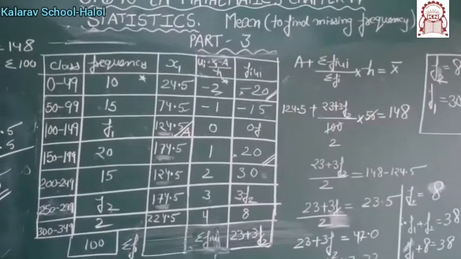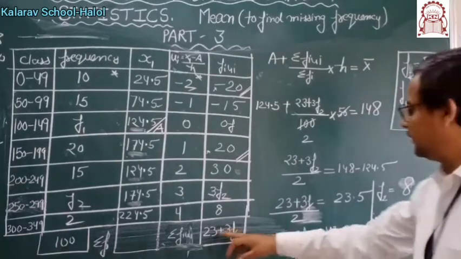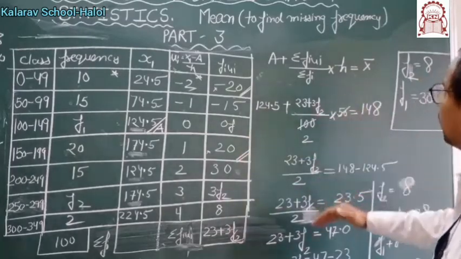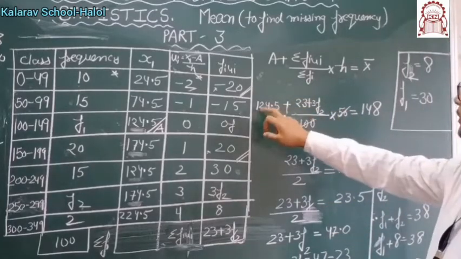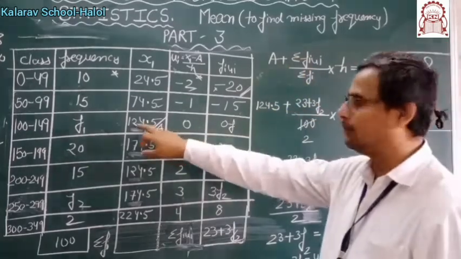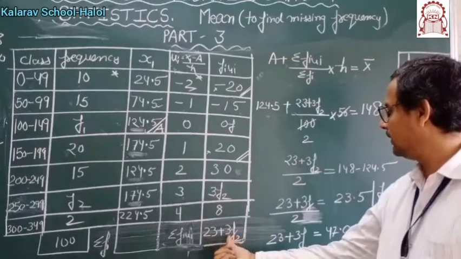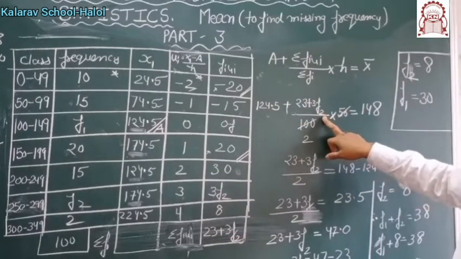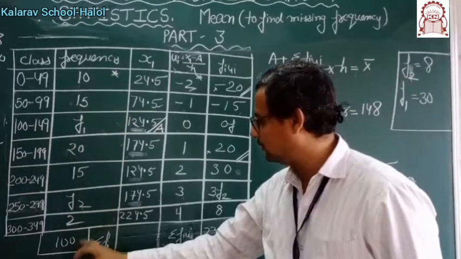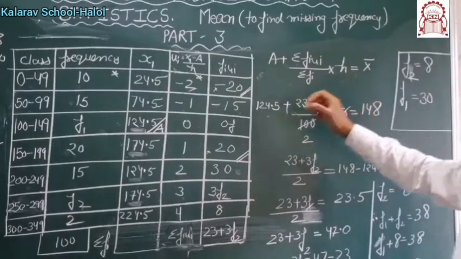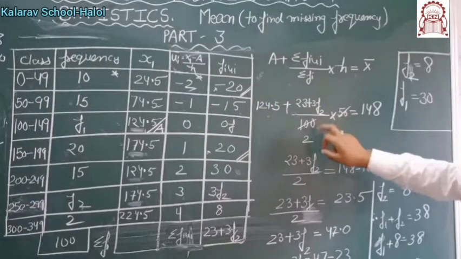चलिए, so this is 23 plus 3F2. Now write the formula, A plus sigma FIUI upon sigma FI into H equal to X bar. 24.5, assume we ये लिया था number one, so we have written here this one. Sigma fi ui की value कितनी है? 23 plus 3F2, this is the value. Okay, and sigma F1 is your 100, because the addition of all these is 100, so 100 we have written. And H is how much? This difference that I already mentioned you, 50. So we have written this 50.